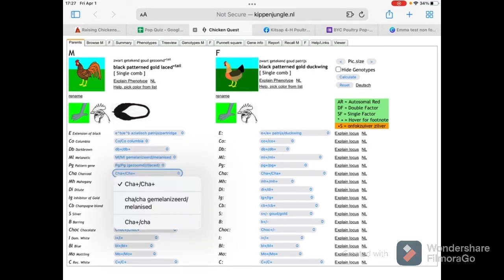So charcoal is a melanizer. It works kind of like the melanotic above in that it enhances black pigment, but it's not nearly as effective. It's also an incomplete recessive gene, so it takes two copies for it to be expressed, unlike the melanotic gene.